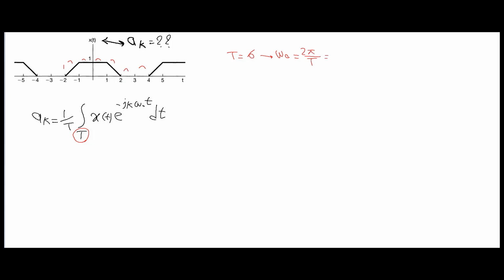Then, omega 0 equals 2π over T, which gives omega 0 equal π over 3. Now, an important point about the integral. When we integrate over one period, it doesn't matter where we start. The only important thing is that the interval length is equal to T. For example, we can integrate from -2 to 4, 0 to 6, -4 to 2. All of these are valid because their length is 6.